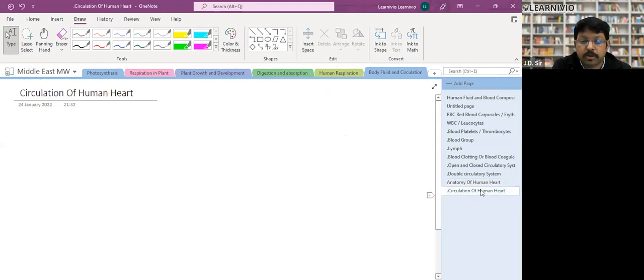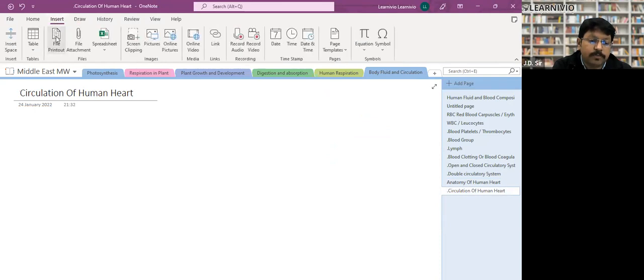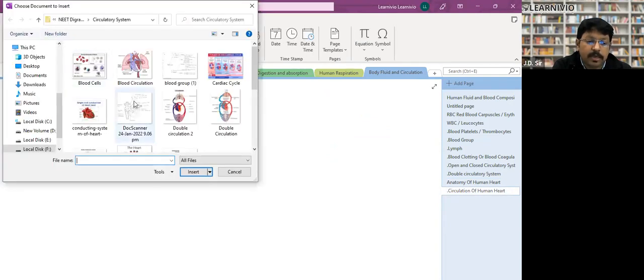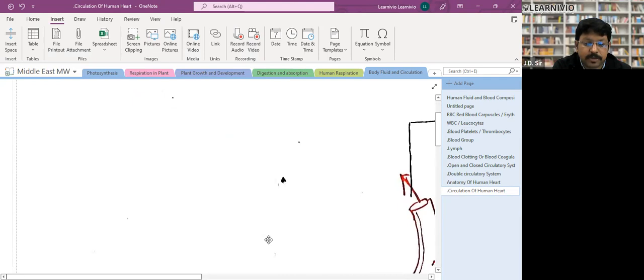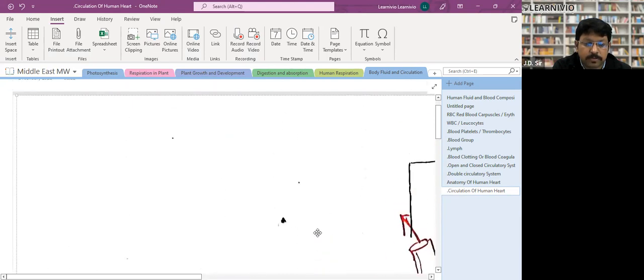So next is circulation of the human heart. I'm again going to share a diagram which is made by me only, and that diagram is sufficient to explain all the processes.